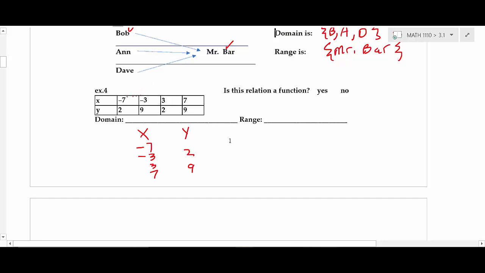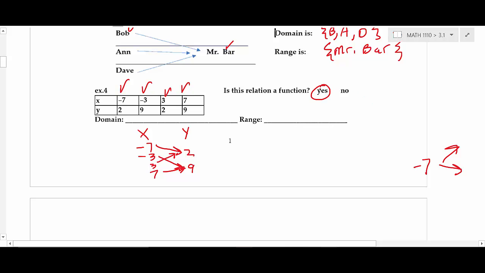If you look at this table, it's saying -7 maps to 2, -3 maps to 9, 3 maps to 2, and 7 maps to 9. So the question is, does every x go to 1 y? Yes. So that is a function. You don't have a -7 going in 2 directions. That's when it's not a function. So that is a function.